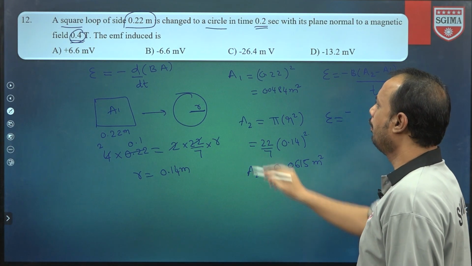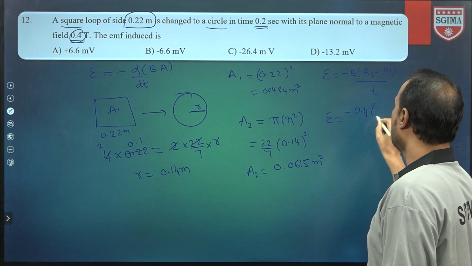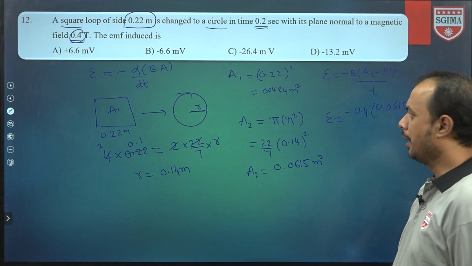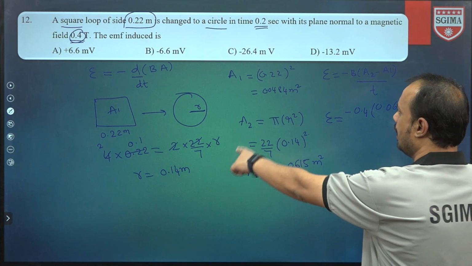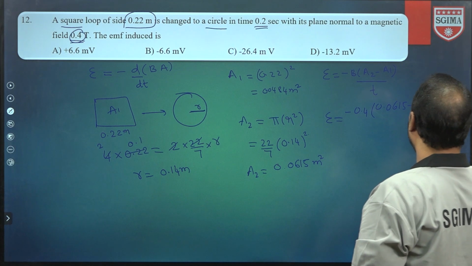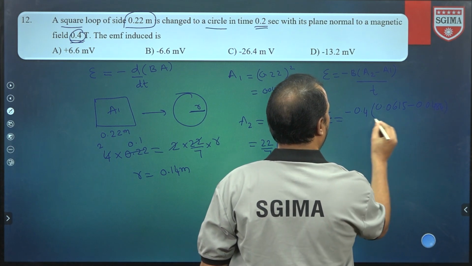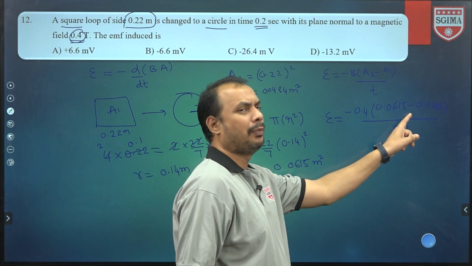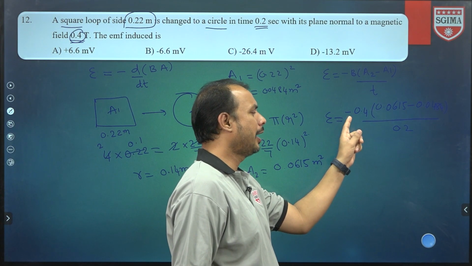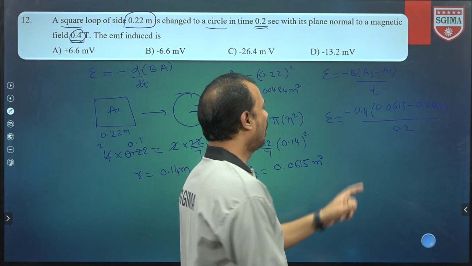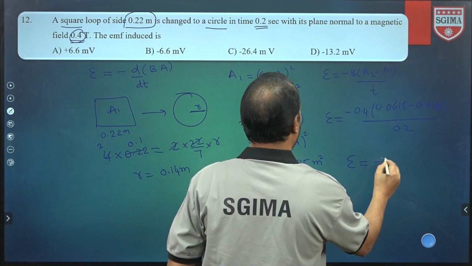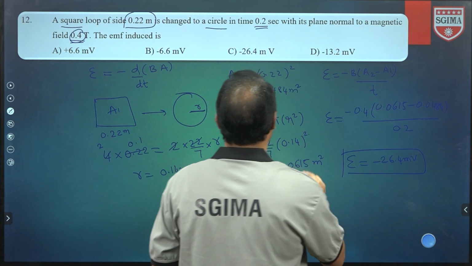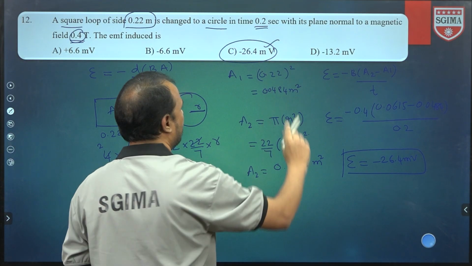According to Faraday's law, E equals minus B times (A2 minus A1) by time. So minus B, 0.4, A2 is 0.0615, A1 value we already calculated, which is 0.0484, and the time is 0.2. After subtraction you will get positive, and in Faraday's law we already have the negative sign according to Lenz's law. So overall, if you simplify, you will get minus 26.4 millivolt, which is nothing but the third option.